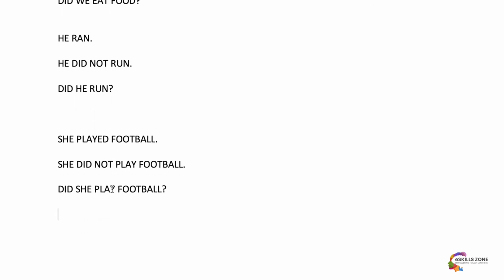So if you look at it, the sequence is the same. You just need to understand, and you need to have more vocabulary to come up with more sentences. So, it rained. So let's convert this one into negative. It did not rain. Did it rain?